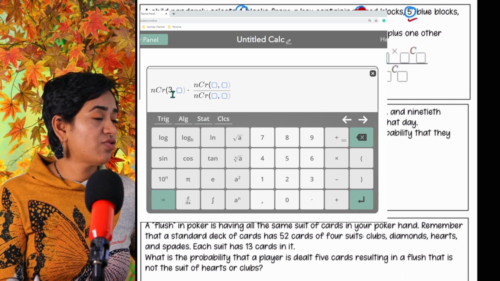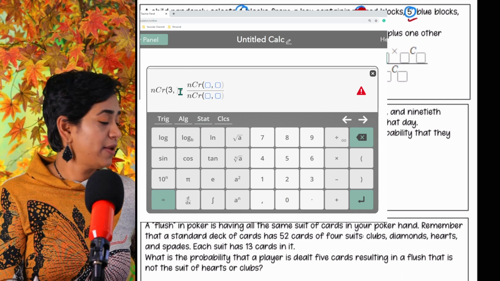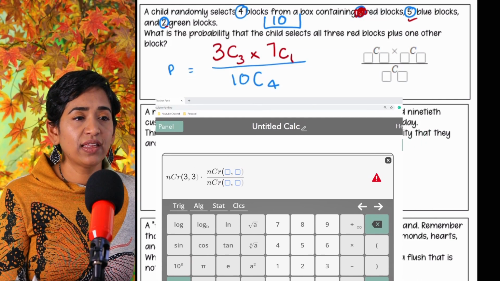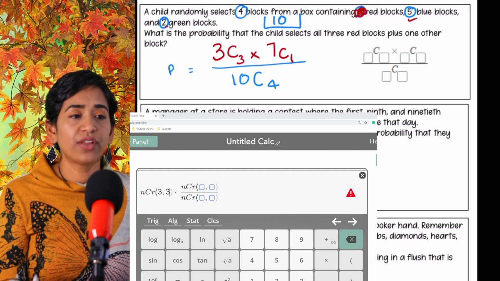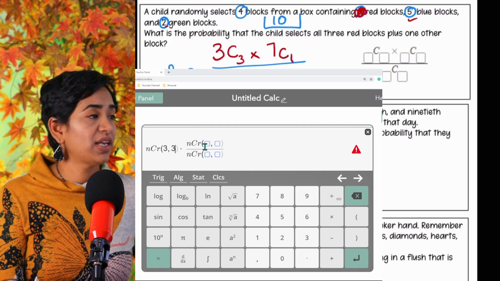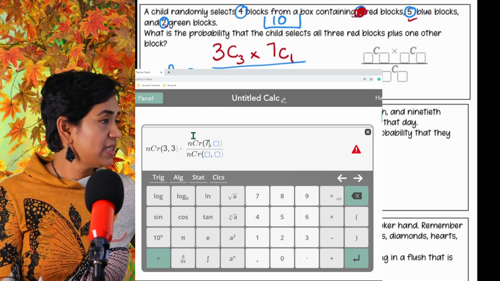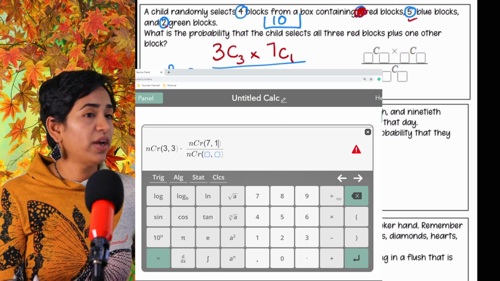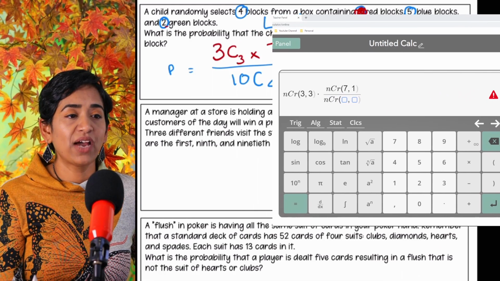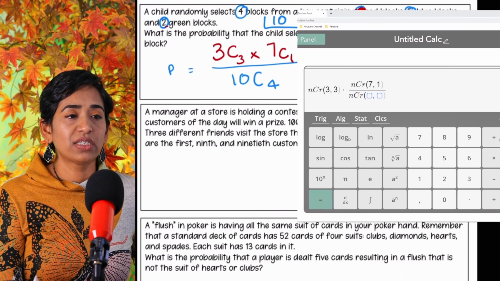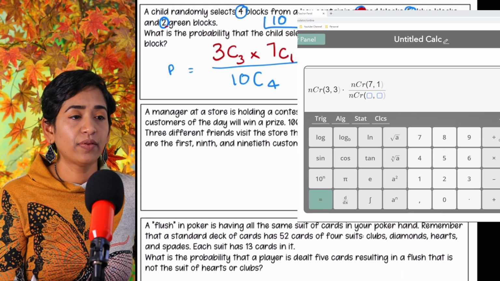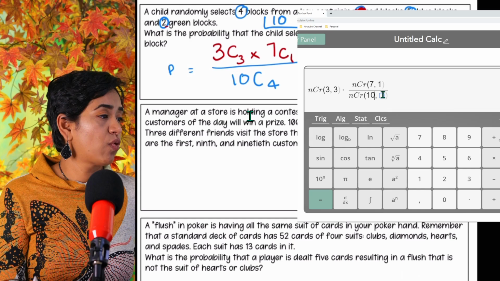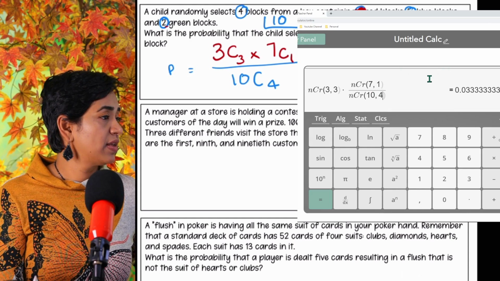And now I'm going to go ahead and plug in. The first one is 3 and 3, right? Let me move this here so you can see. See, the first one is 3 and 3. That's what I plugged in, 3 and 3. The next one is 7 and 1, right? And what's on the bottom? What do I have on the bottom? 10C4. So I'm going to go ahead and plug in 10 and 4.